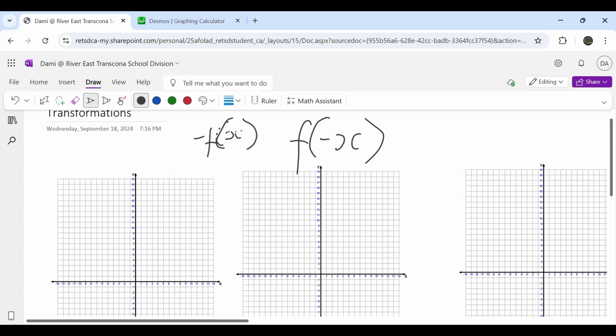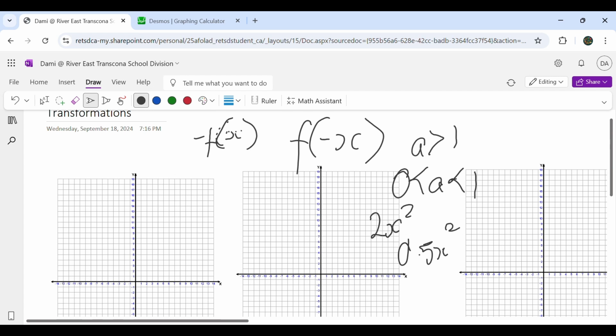Then we have the stretches. If a is greater than 1, it stretches. If a is greater than 0 but less than 1, it compresses. For example, 2x squared will stretch and 0.5x squared will compress. And if b is greater than 1, it compresses. But if b is greater than 0 but less than 1, it decompresses.